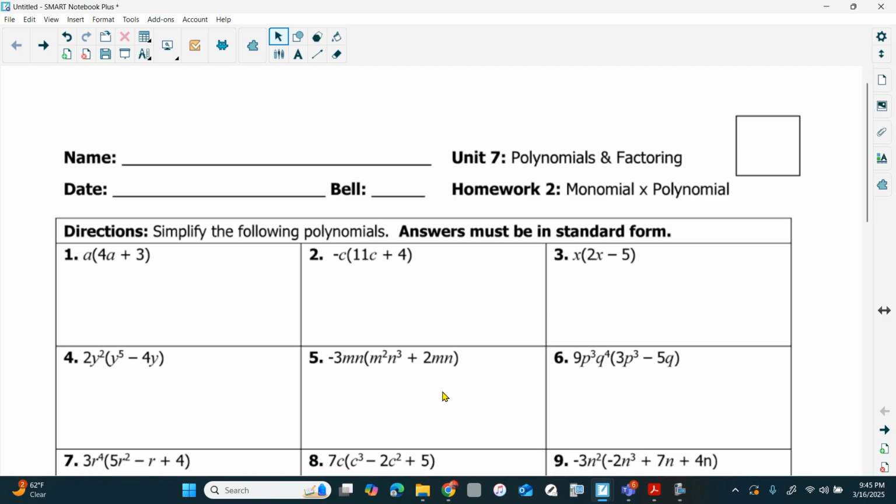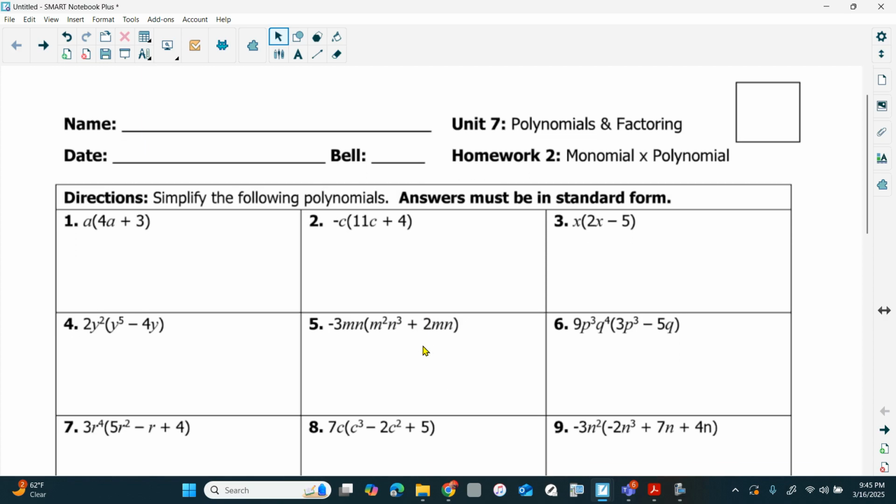So hopefully I will be done. So here, this example is using just the distributive property first. So you got a monomial, single term outside the parentheses, and you're going to distribute to each term. So this will become a negative 11c squared, and this will be minus 4c.